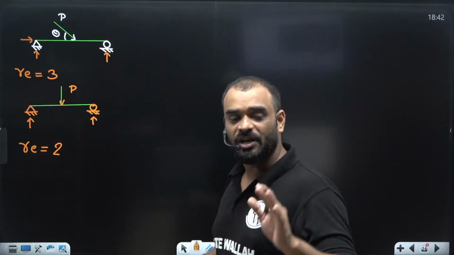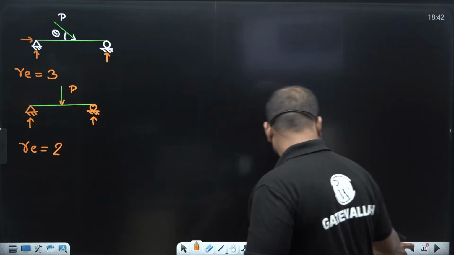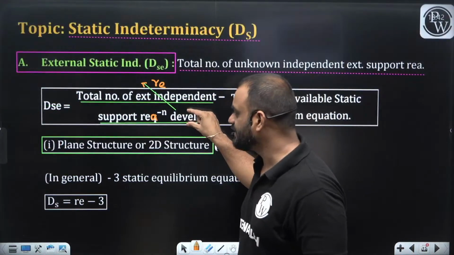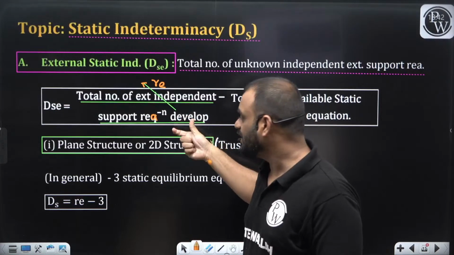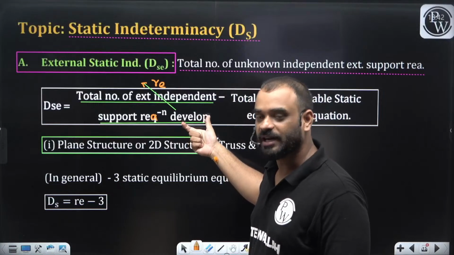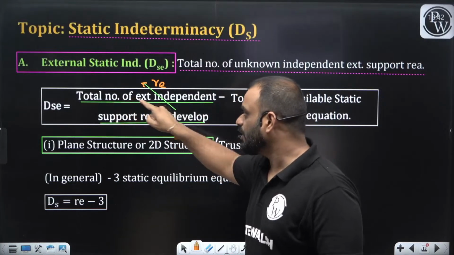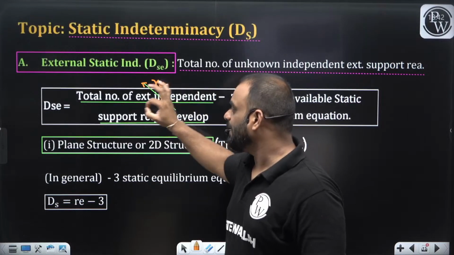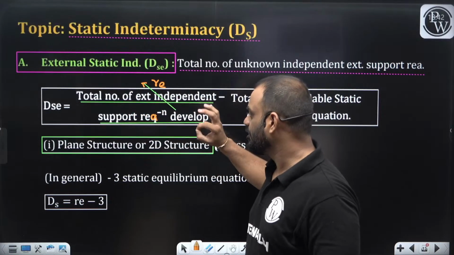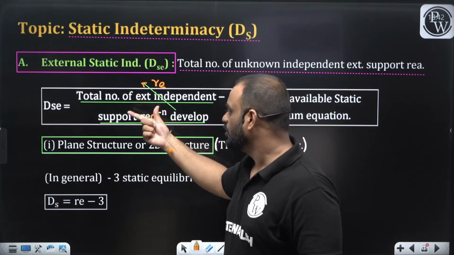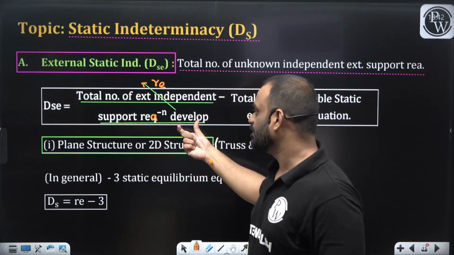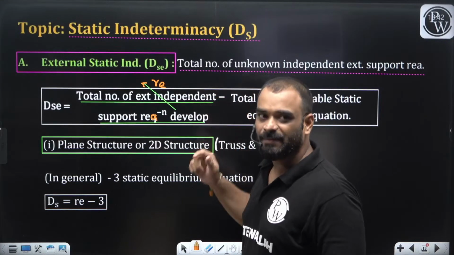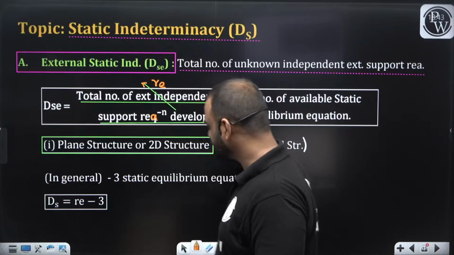So now you are able to understand why we are writing this word which is develop, right? Total number of external independent support reaction develop. Now you understand what is external, what is support reaction, what is develop. Now the question is, sir, what is independent? That we will discuss right now. Okay, sir.